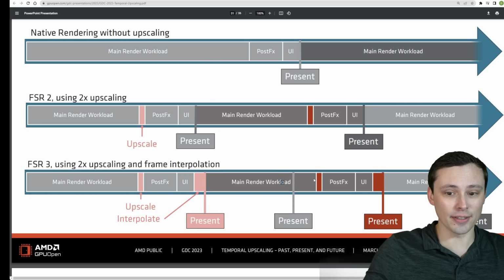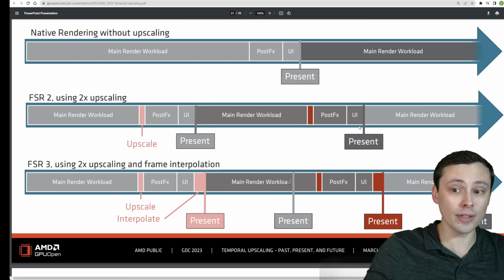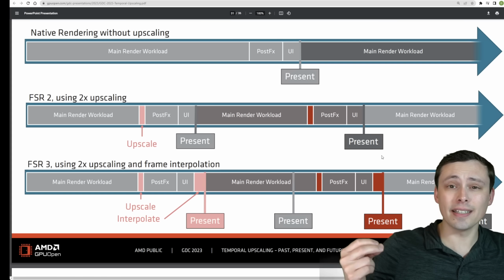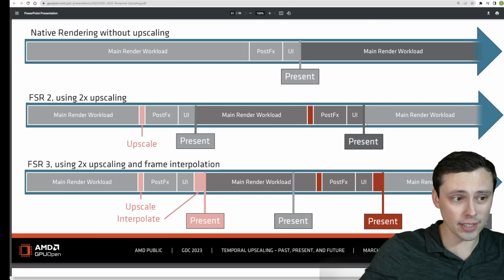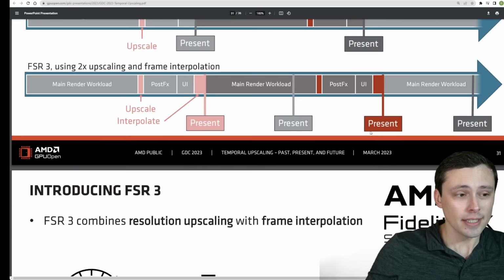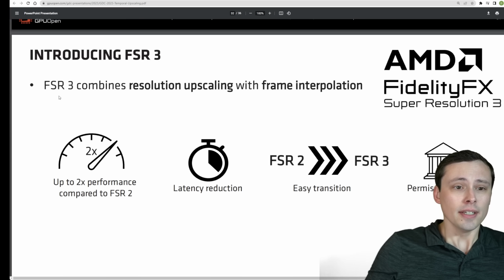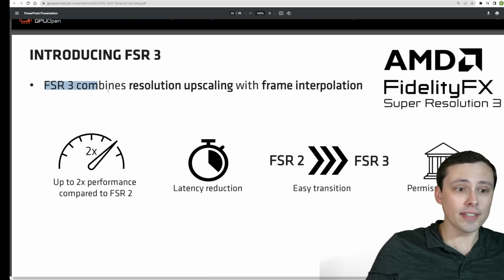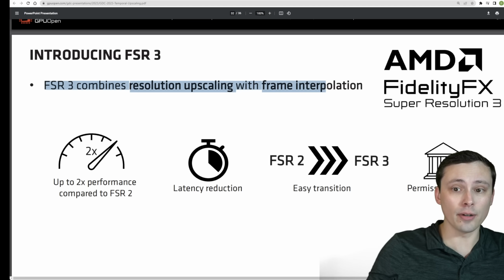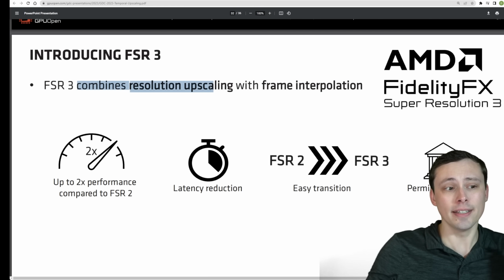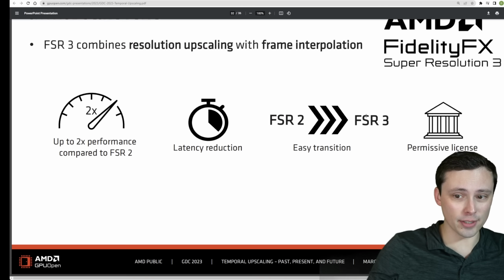They're showing us that we get an interpolated frame in between these two, but notice that it does slightly delay getting you your next real frame, and because of that, that's where you get the slightly increased latency. This will still have the increased latency that we get from DLSS 3 frame generation. Who knows if it's the same amount, but you get some. So they're talking about this, that FSR3 combines resolution upscaling with frame interpolation. So again, they're being very clear that it does combine the resolution scaling with the frame interpolation.